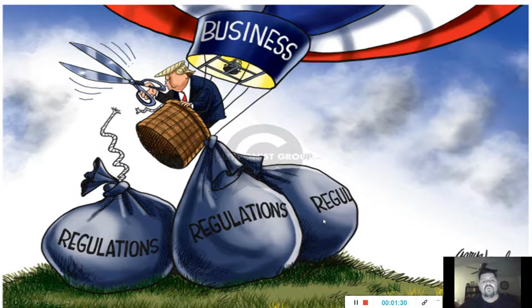So here is your warm-up picture. Now, this only has two questions. First one says to analyze the picture: what is this artist trying to say about business and regulations? The second question basically asks you to make a prediction, but not really. Do you think regulations help or hurt businesses?